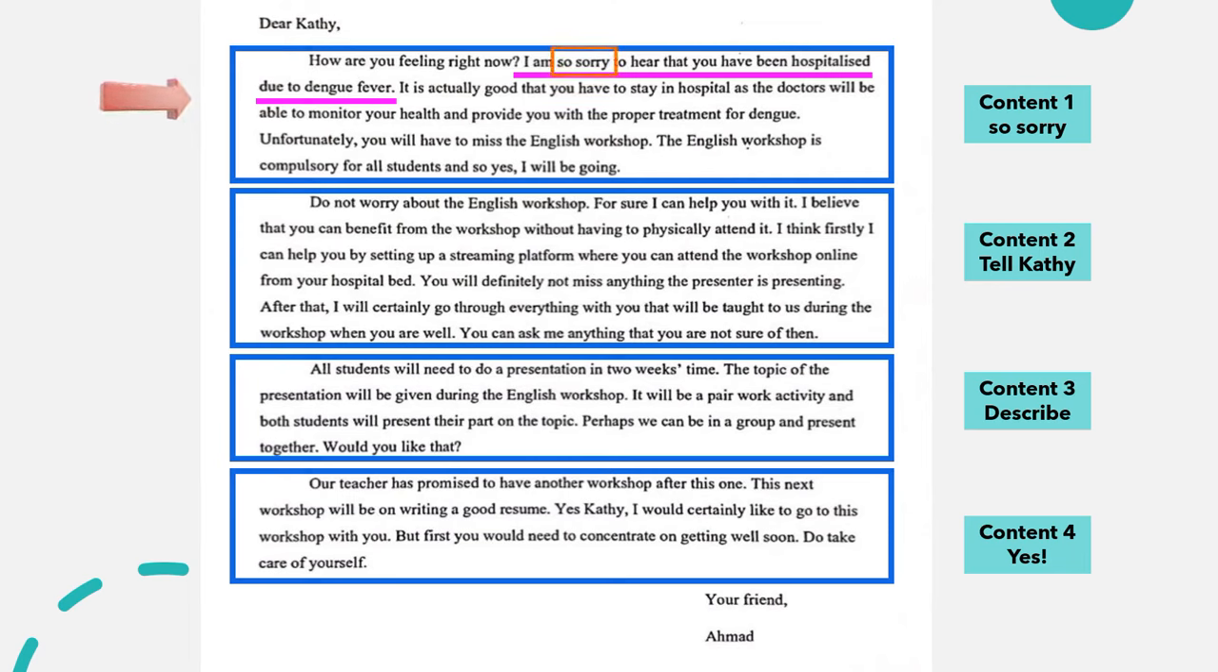You need to write the phrase, so sorry, in a sentence as you can read here in this line. I'm so sorry to hear that you have been hospitalized due to dengue fever. Examiners will look out for this phrase in your sentence. You will merit marks for content for this.